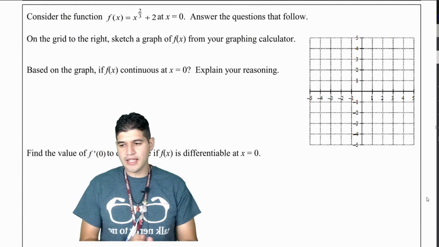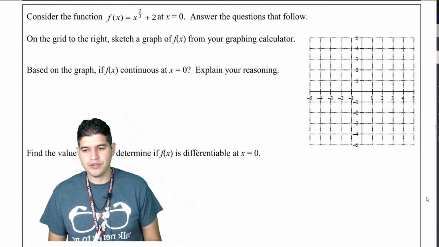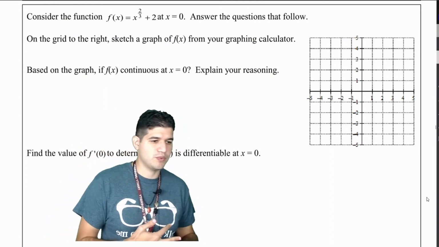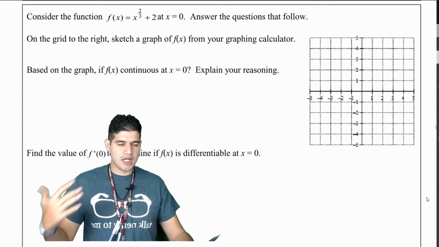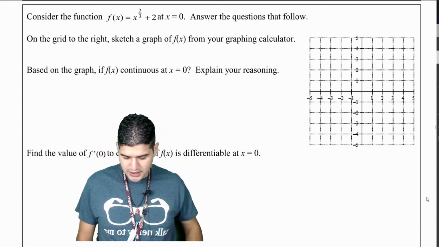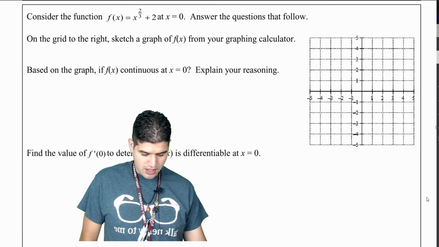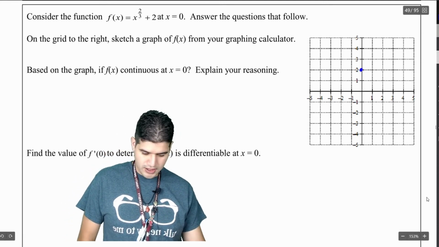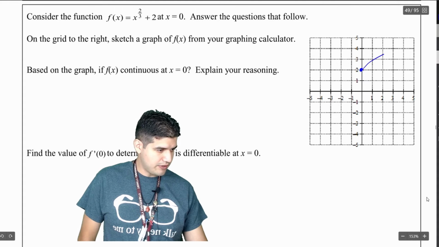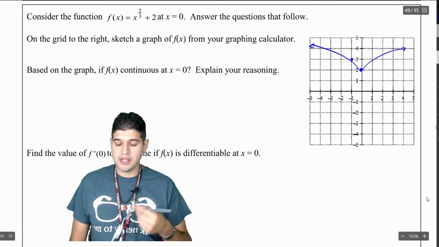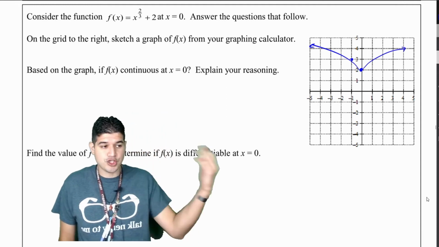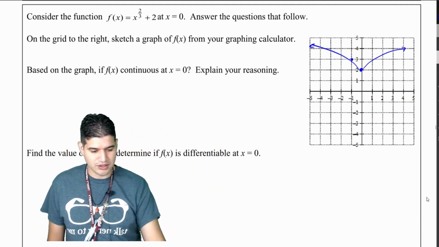All right, looking at our next example, we've got x to the 2/3 plus 2. We're going to be looking at this at x equal to 0 again. And your calculus senses might be tingling, but let's go ahead and graph this, right? And we're going to graph this. Bam. Okay, hopefully you did on your calculator. You can see it for yourself. I'm not trying to trick you guys. That's exactly what it looks like.